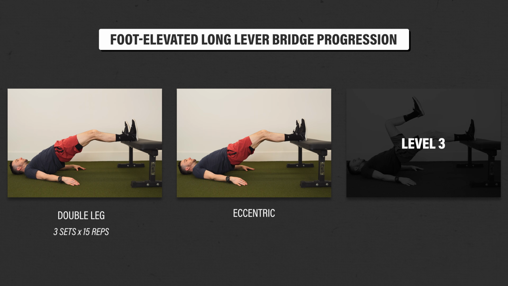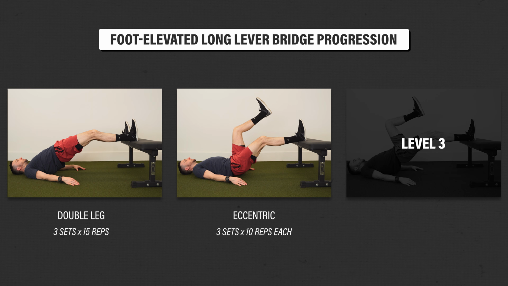Level 2, eccentric. Bridge up on 2 legs, and while keeping the hips high, remove one leg, then slowly lower down. Repeat for 3 sets of 10 reps on one leg before switching sides.